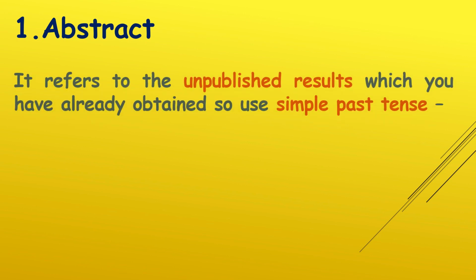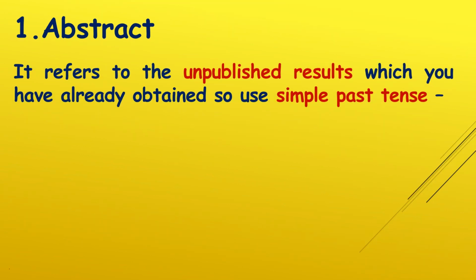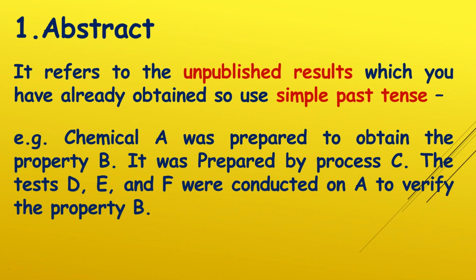Now let us move towards the first part of our explanation, which is the abstract. It refers to the unpublished results which you have already obtained. So in this case we use simple past tense. Let us consider an example where we have a chemical A and we are explaining it in a few lines. Chemical A was prepared to obtain the property B. It was prepared by process C. The tests D, E and F were conducted on A to verify the property B. So in this way we have used simple past tense.